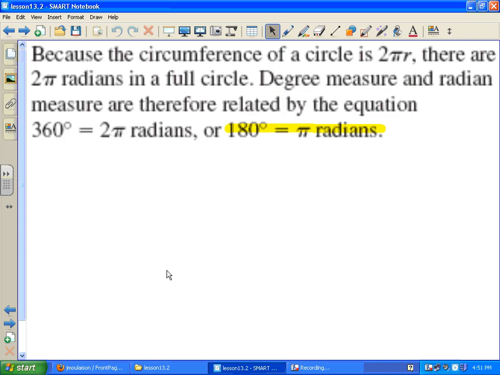So oftentimes we need to convert angle measures from degrees to radians or from radians to degrees. And the relationship that we use is that a full circle, 360 degrees, in terms of radians, is equivalent to 2 pi radians. If I take that equation and divide both sides by 2, I get the relationship that 180 degrees is equal to pi radians. And I can use that fact to convert angle measures from radians to degrees or from degrees to radians.